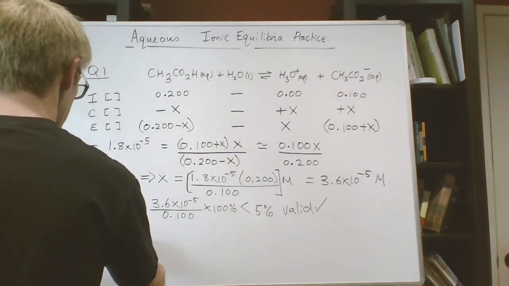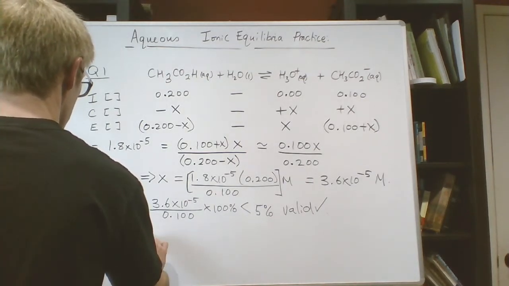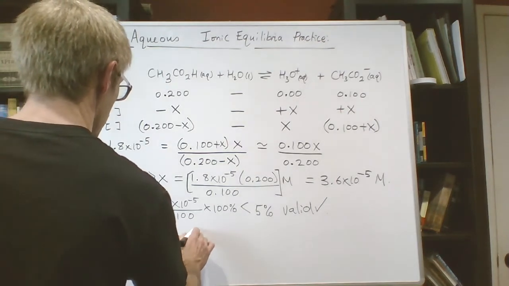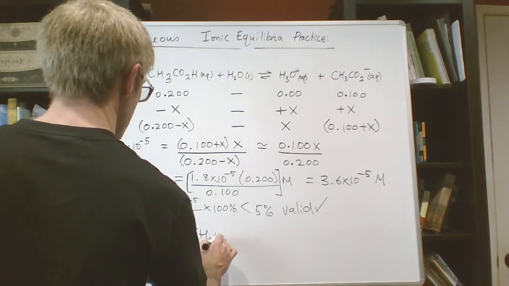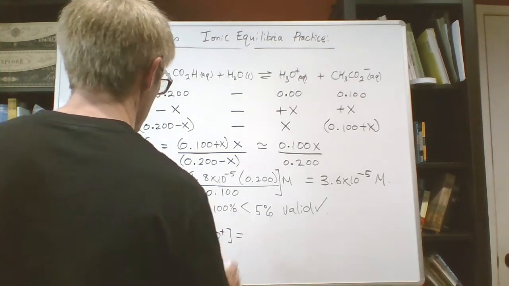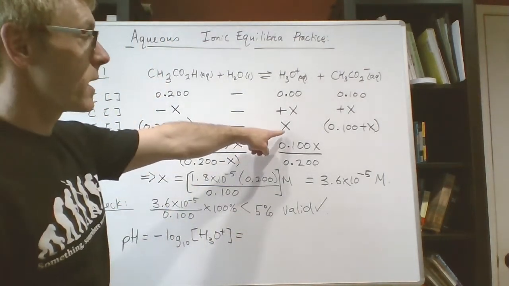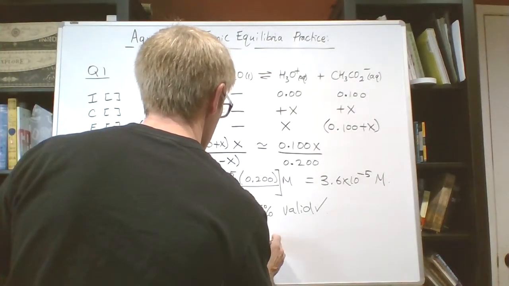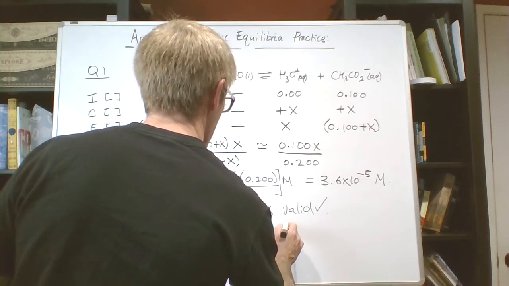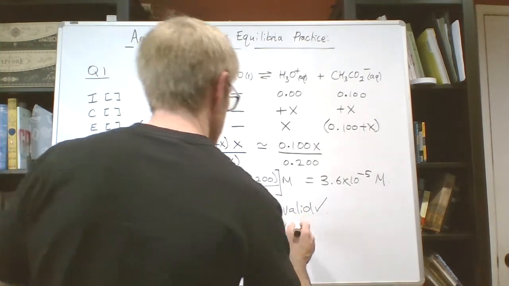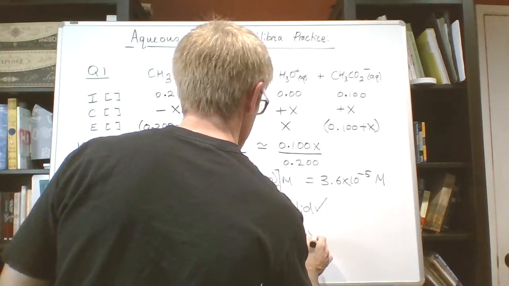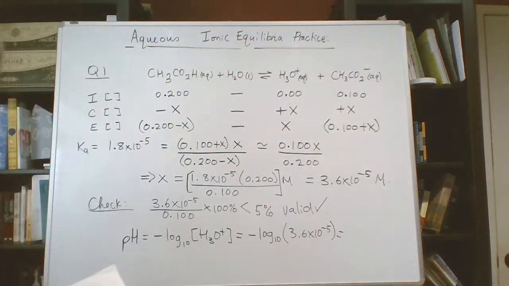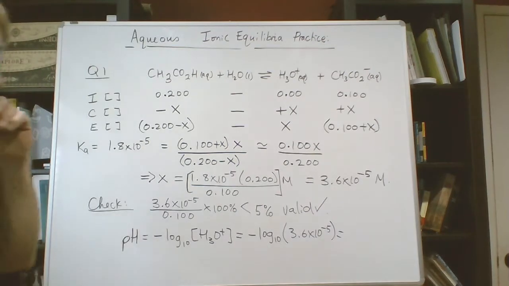Finally, we can calculate pH. pH is minus log base 10 of the hydronium ion concentration. We know what the hydronium ion concentration is. It's just X. So that's going to be minus log base 10 of X, where X is 3.6 by 10 to the negative 5. So we enter this on a calculator.